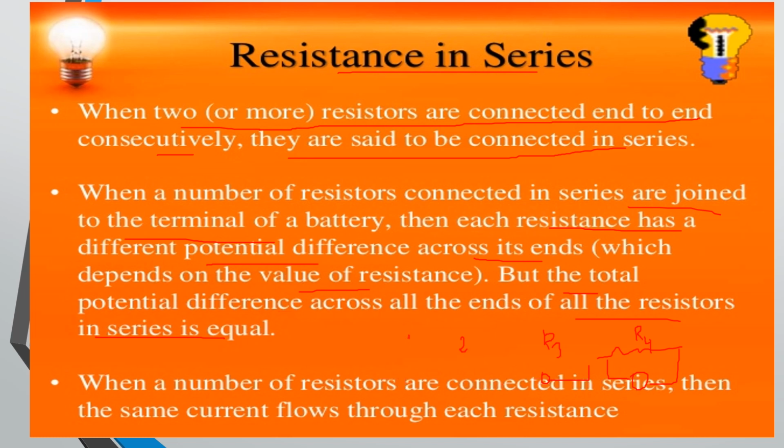Before we discuss this: when a number of resistors are connected in series, the same current flows. This is very, very important. When resistors are connected in series, each resistor carries its individual potential. But the current flowing through the conductor is constant, which means it will not break anywhere in the circuit connection. So the current is constant and the potential varies for individual resistors R1, R2, R3 and R4.